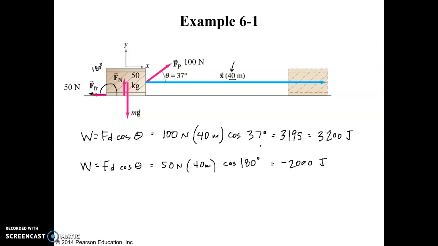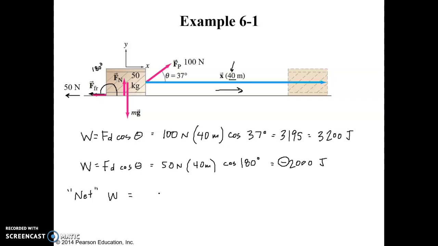And that gives us negative 2,000 joules. So while we are doing work to the right, friction is doing work to the left. It is doing something called negative work, which may seem like a strange idea, but it's basically just work being done in the opposite direction. So that leads us then to what the question asked for. What is the net work?